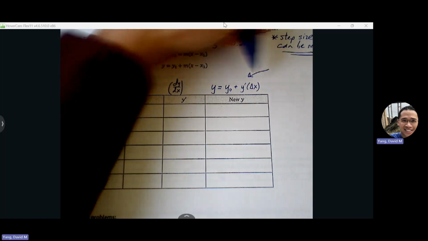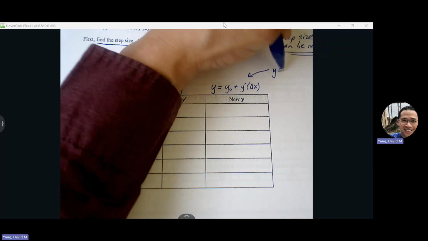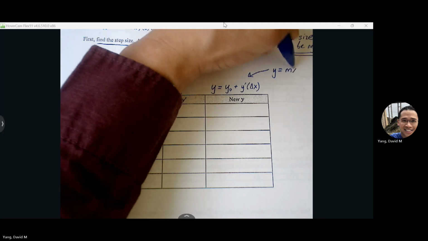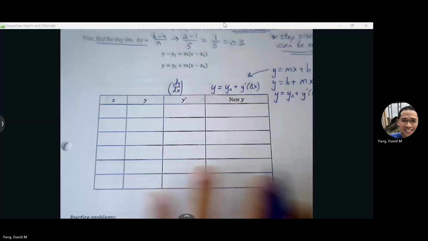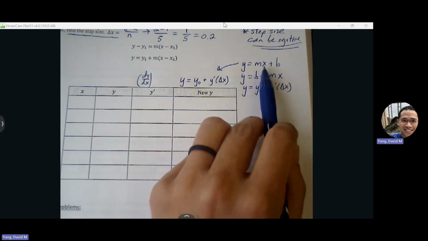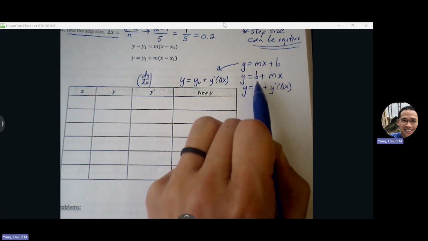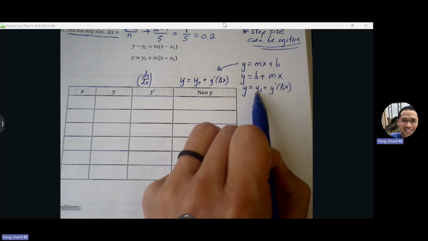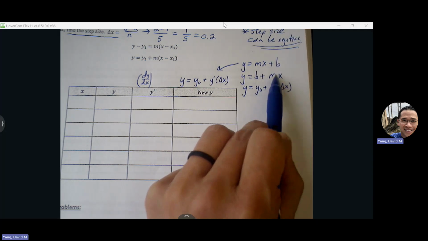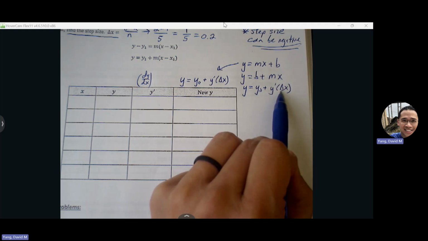It's basically y equals mx plus b, just rearranged in this form. So we recognize y equals mx plus b, but if you rearrange it, it's b plus mx. Your b is your starting y value, your m is your y prime, and your x is your delta x.